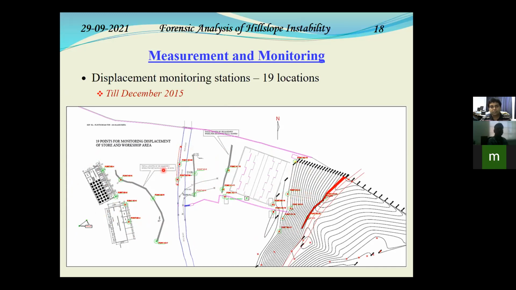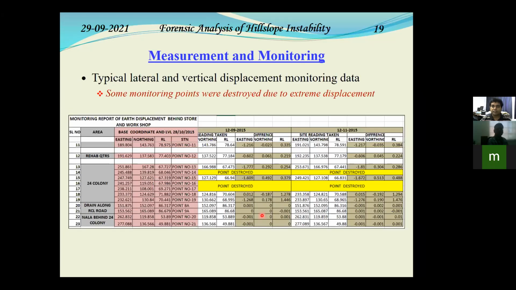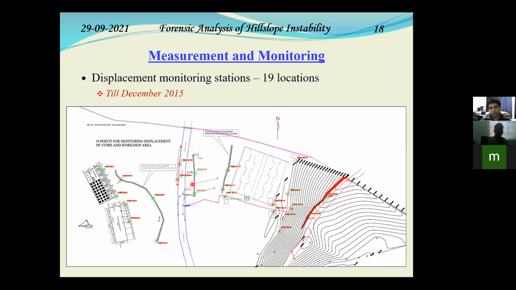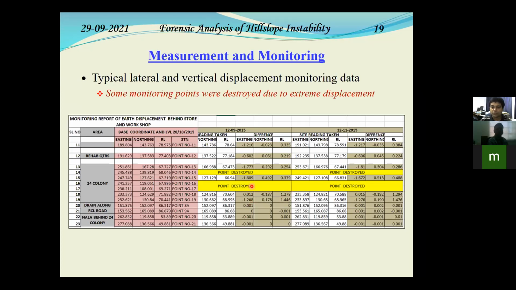Based on these displacement monitoring stations, some records had been taken till November or December 2015. But you can see that some of these monitoring stations are marked as point destroyed. So this movement took place to such an extent that some of the retaining walls toppled. Some of the soil mass movement was so high that the monitoring points were destroyed and no records could be further taken.